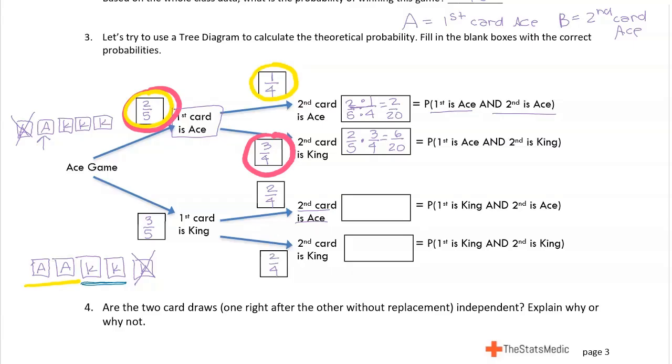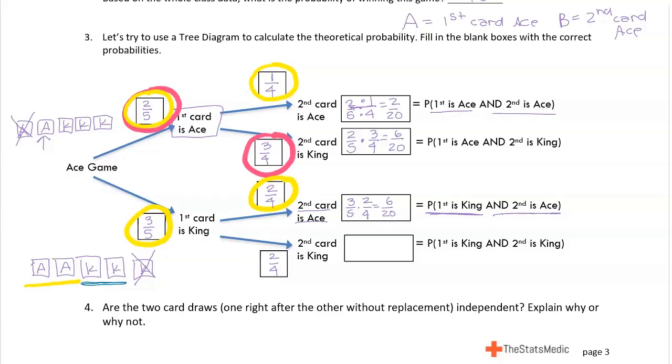Now I want to find the probability that the first card is a king and the second card is an ace. I'm going to do exactly what I did before. Here's the probability that the first card is a king and the second card is an ace. So I'm just going to multiply those together. 3/5 times 2/4. This is going to be 6/20, and that'll simplify to be 3/10.